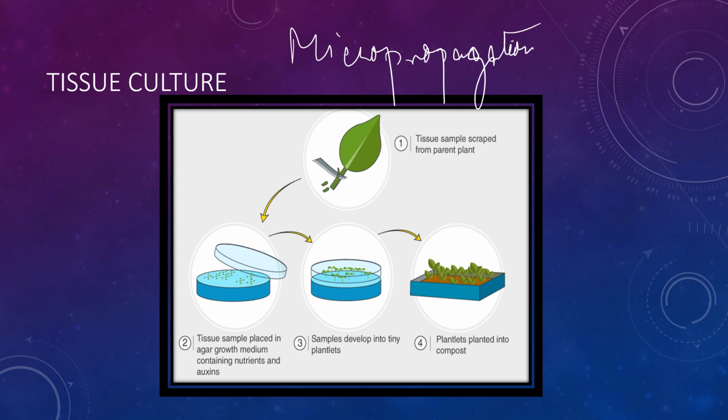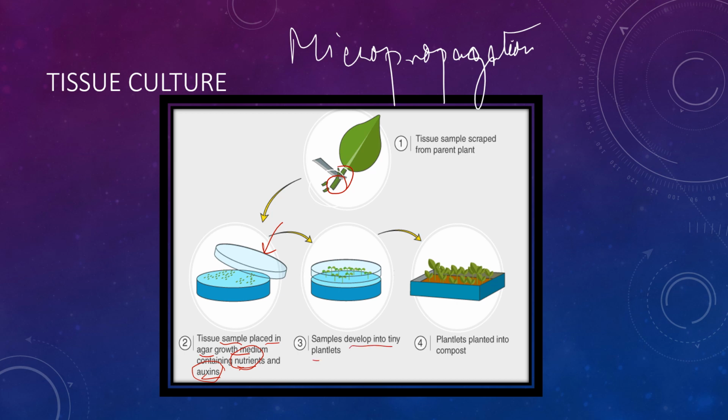So a small piece is cut off. A small piece is scraped out or cut off from the tip of a plant, and this tissue is grown in a suitable nutrient medium. Now it grows in an unorganized mass, and that is called callus formation. So this tissue sample is placed in an agar growth medium. There are several different growth mediums in which this tissue is put, containing nutrients and auxins. Auxins are plant hormones, and several nutrients required for the growth of this tissue are put into this petri dish.